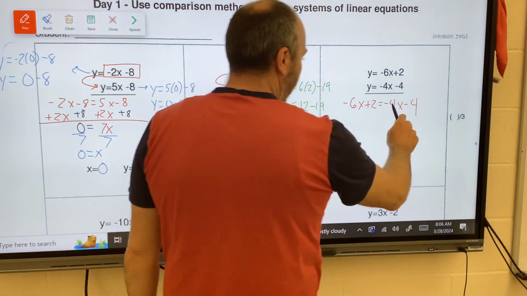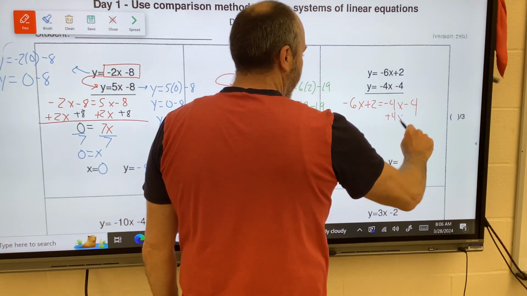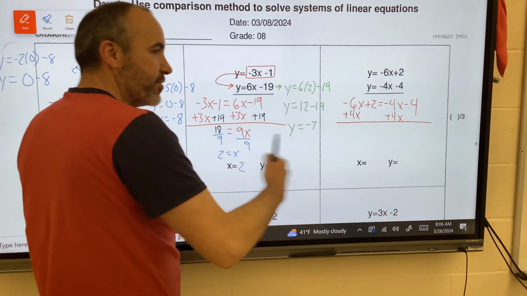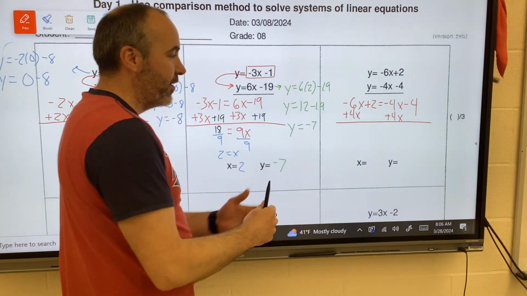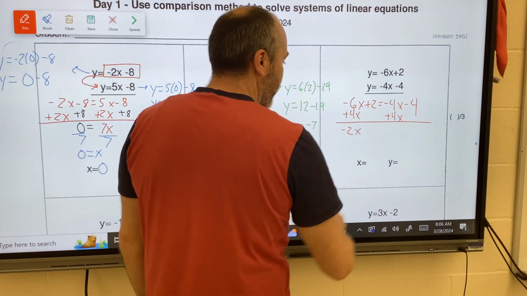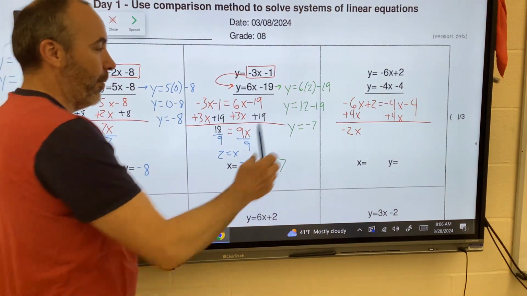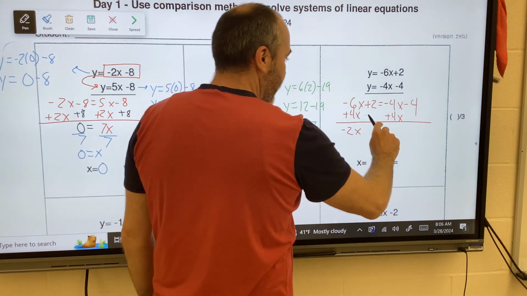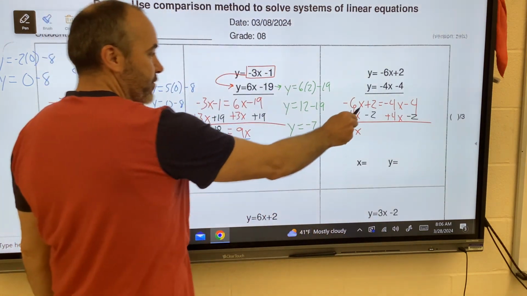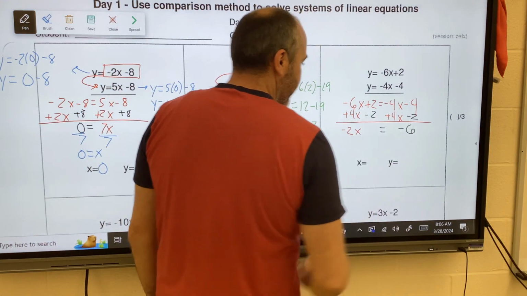So to undo negative 4x, I'm going to add 4x to both sides. And this goes against my own personal preferences, but it doesn't mean it's not okay. Negative 6x plus 4x is negative 2x. So I end up with a negative, not a big deal. Mathematically, it's still correct. But since I put the variables on the left-hand side, now I'm going to put the constants on the right-hand side. So the inverse of adding 2 is subtracting 2. So I get negative 6 over there.